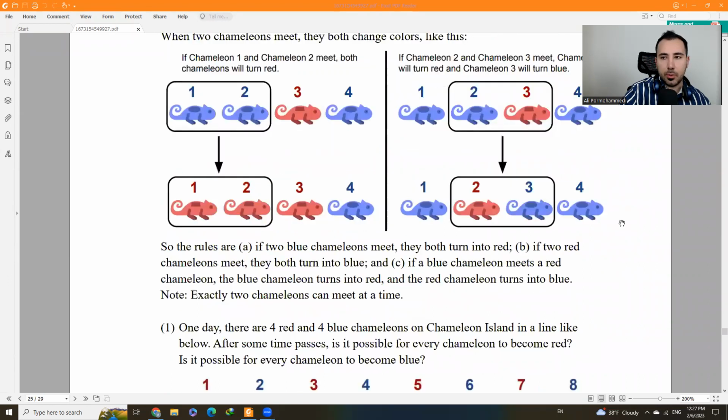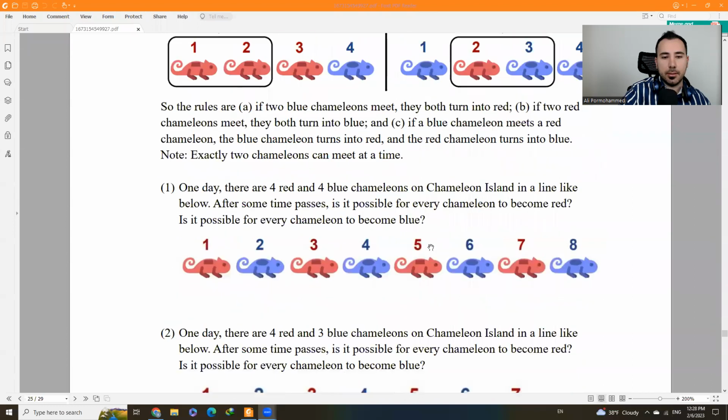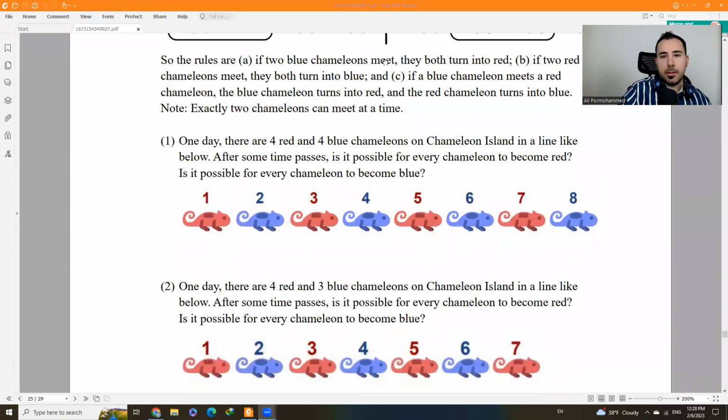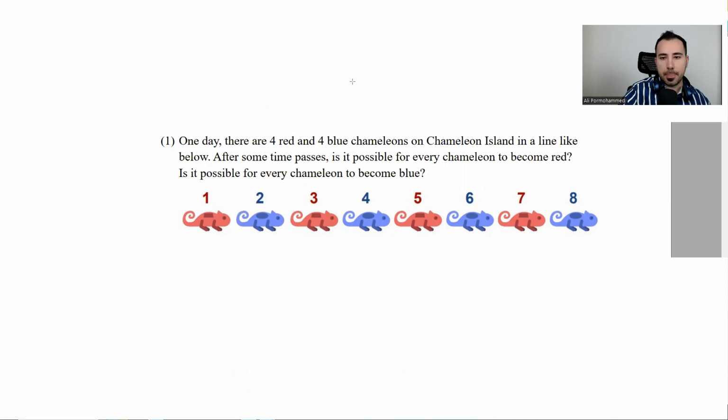Basically what it says is, if we have 2 chameleons of the same color, they would again be the same color, but they change. If they're both blue, they become red. If they're both red, they become blue. And here, you could also swap them. Please read question 1. We also are given a picture.